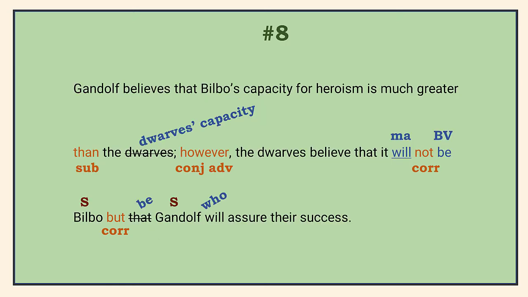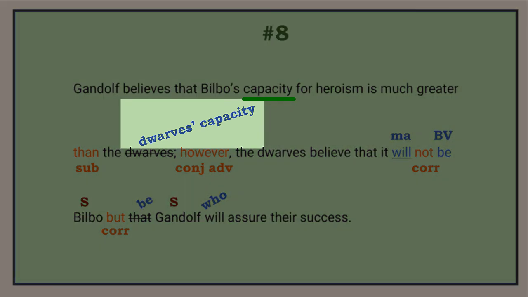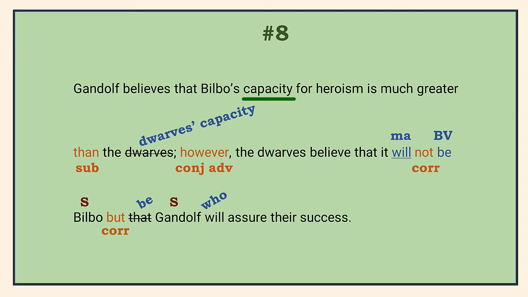Number 8. The original sentence compares Bilbo's capacity to the dwarfs. Since we can't compare an abstract quality to people, we have to correct the problem. One way is identified here. Repeat capacity for clarity. We could also use the demonstrative adjective that as an antecedent for capacity.